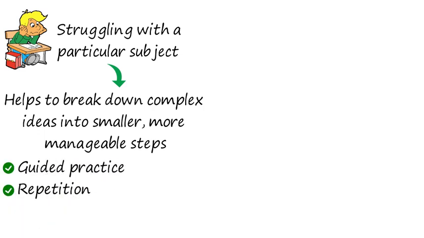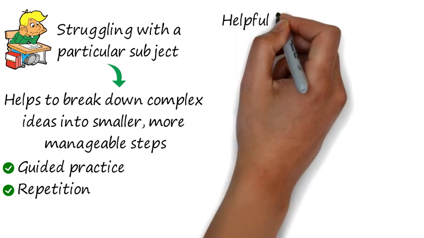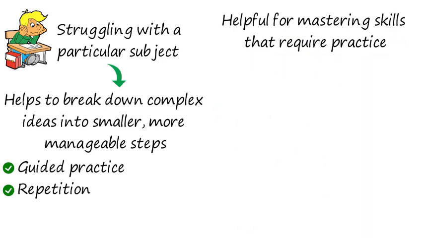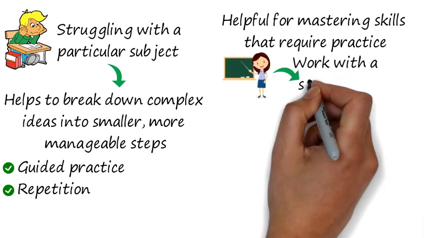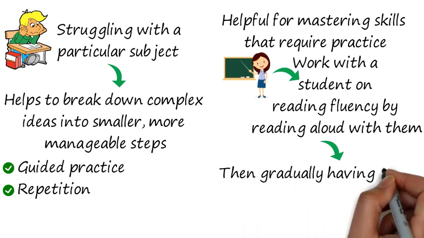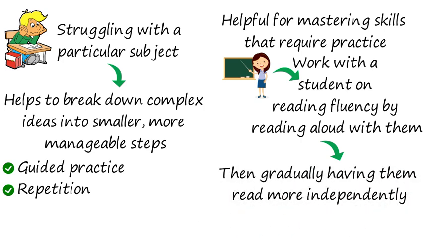Guided practice and repetition is another effective teaching strategy that involves working with children through repetition. This strategy is particularly helpful for mastering skills that require practice, such as reading or math. For example, a teacher might work with a student on reading fluency by reading aloud with them and then gradually having them read more independently.